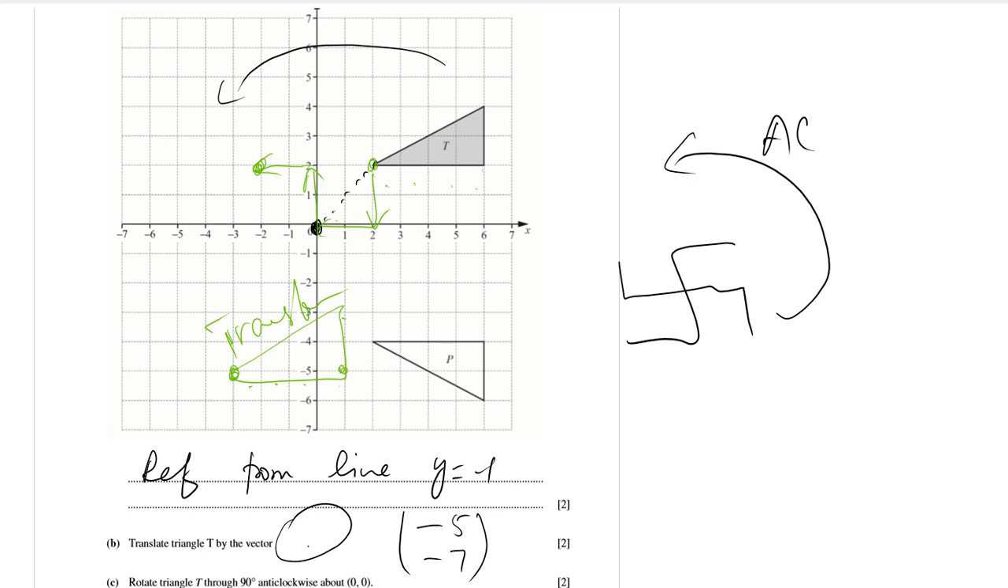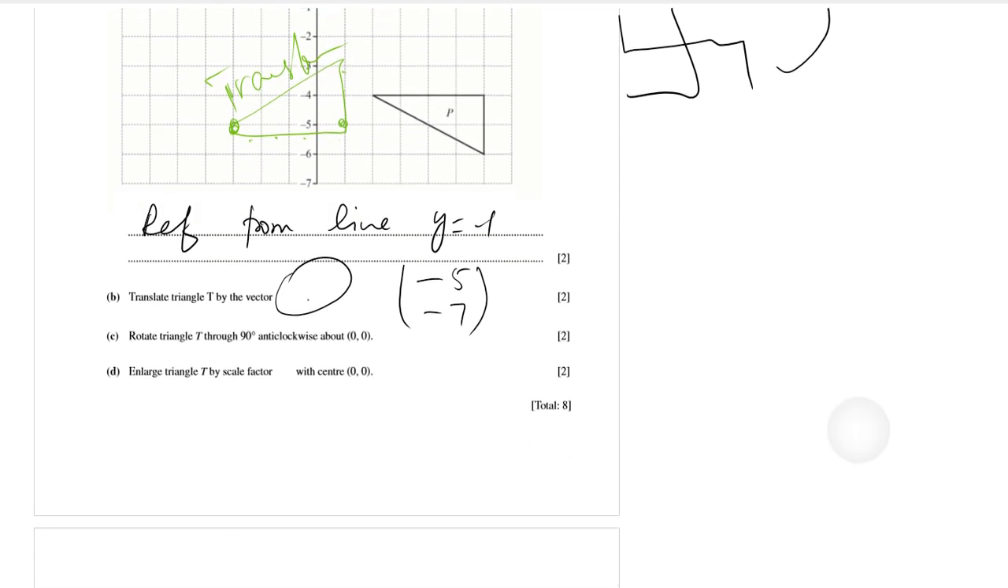Similarly, 2 and 6. So 6 and 2. This will be the other point. You are intelligent enough to complete the rest of the triangle. So two more, two more. This would be your position. This would be the 90-degree rotation anti-clockwise from origin. Okay.